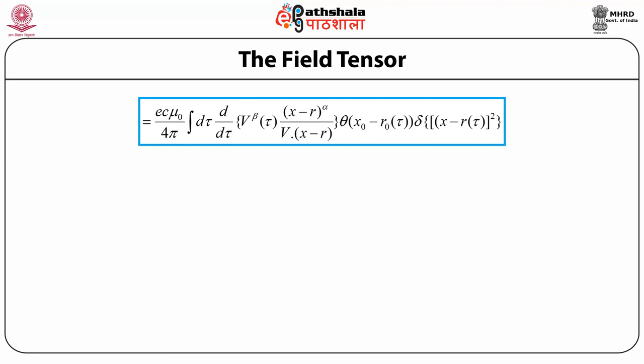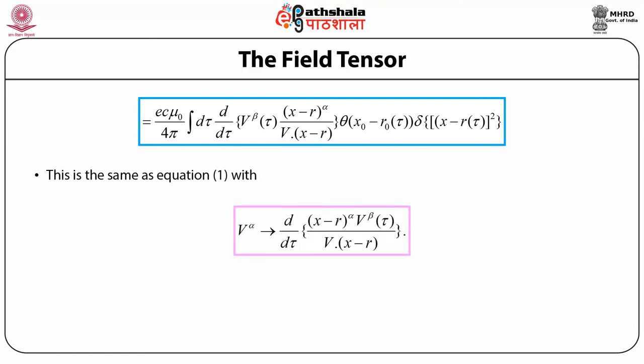So we have del alpha A beta of x equals e c mu naught divided by 4 pi into integral d tau into d by d tau of [v beta tau (x minus r) alpha divided by v dot (x minus r)] into theta of (x naught minus r naught tau) into delta of (x minus r tau) whole square. This is the same equation with v alpha replaced by d by d tau of (x minus r) alpha v beta tau divided by v dot (x minus r).